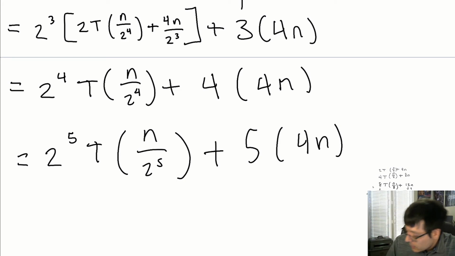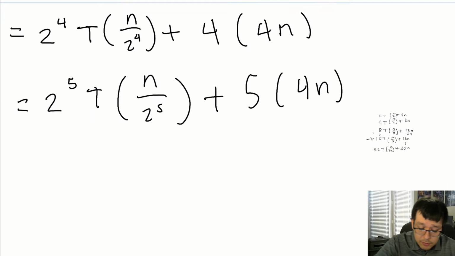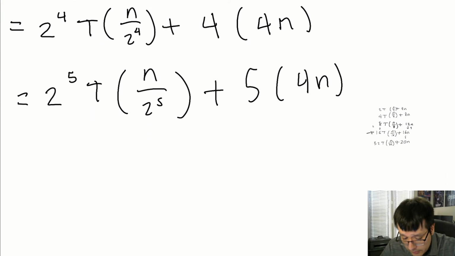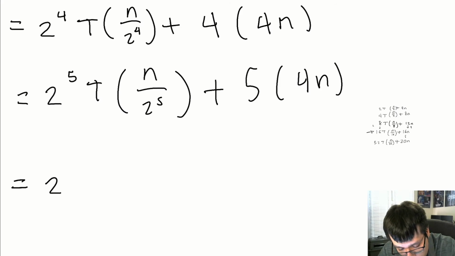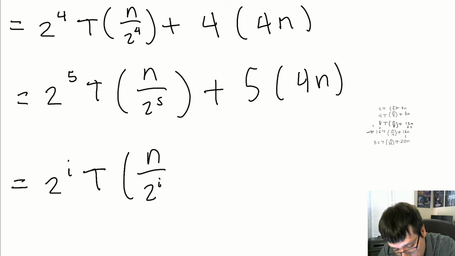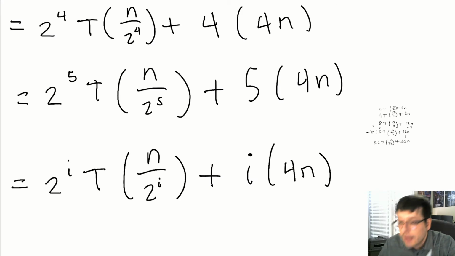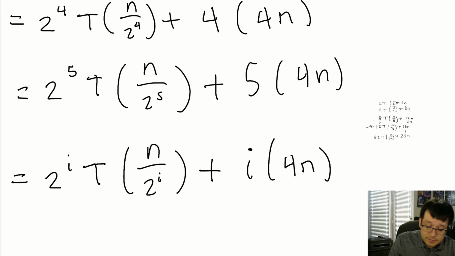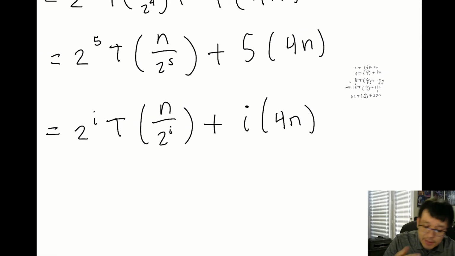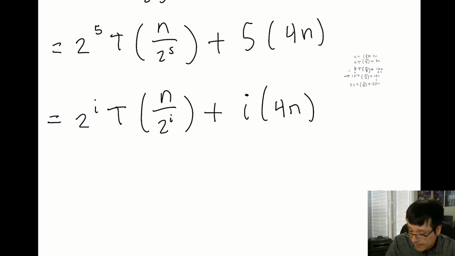Okay, so you're all kind of seeing the pattern. So let us plug in a variable for this pattern. Let's just put in an i. So really what this becomes is 2^i t(n/2^i), because that number is the same on both sides, plus, sorry, I forgot my parentheses, plus i times 4n, where i is whatever term we want. If we want 10, we plug in a 10. We want 11, we put 11. We want 1, we put a 1, etc. Okay? Cool. We're not done yet, but we're definitely getting there now.